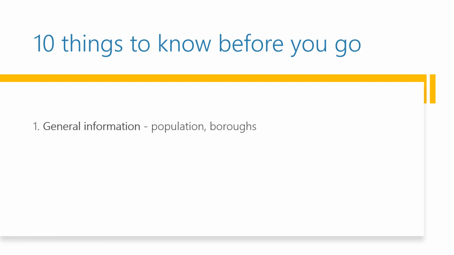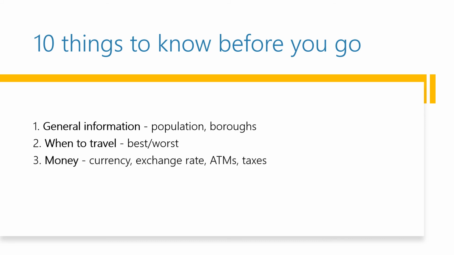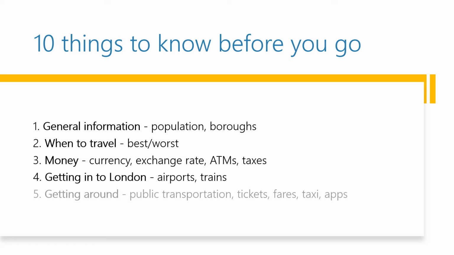So, first he talked about some general information about population and different boroughs. Then he gave advice on when to travel, when is the best and when is the worst time to travel. Then he talked about money, the currency exchange rate, ATMs, and taxes. The next thing was getting into London. He talked about airports and trains to the city centre.